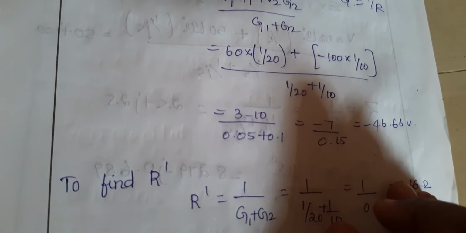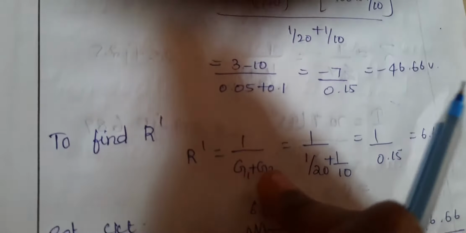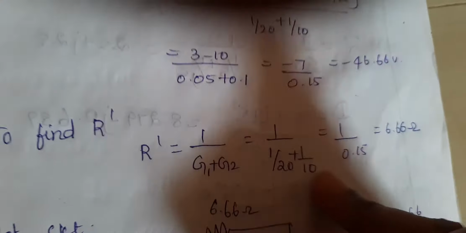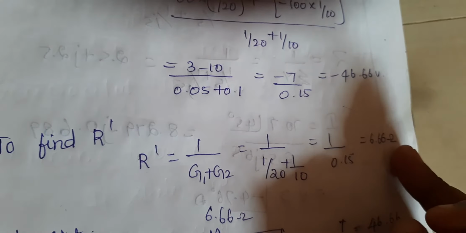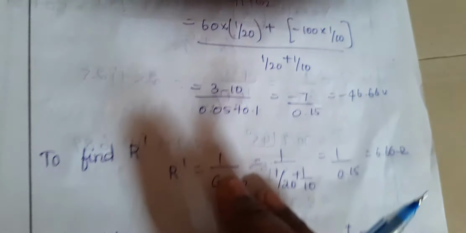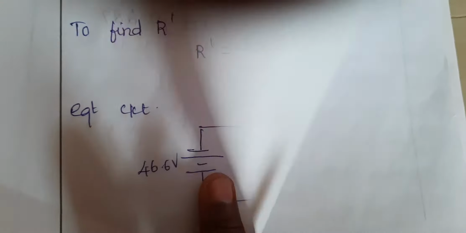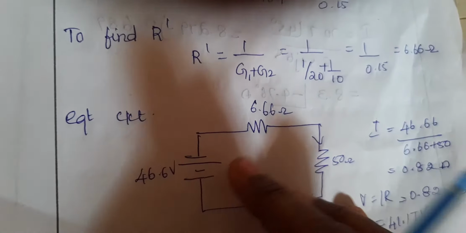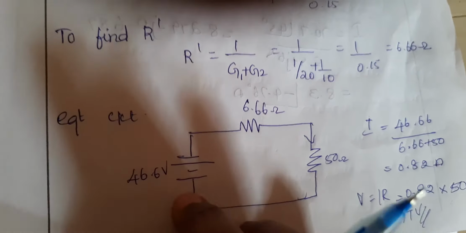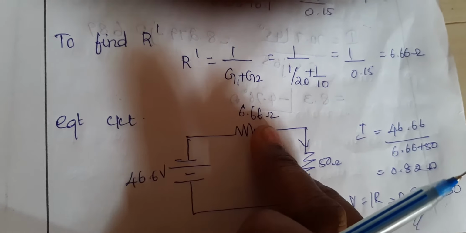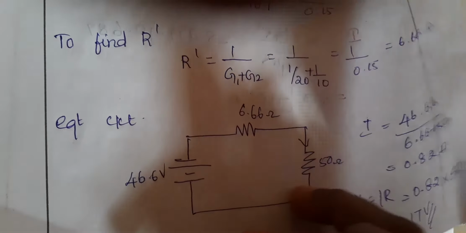Okay, now listen, next you want to find R dash, which is 1 by G1 plus G2. So what is the value? 1/20 plus 1/10, and the answer is 6.66. So we have got the equivalent voltage and the equivalent resistance value. Simplified: this is the voltage value, 46.66, and this is the equivalent resistance, 6.66 ohm, and it is connected to the load resistance.